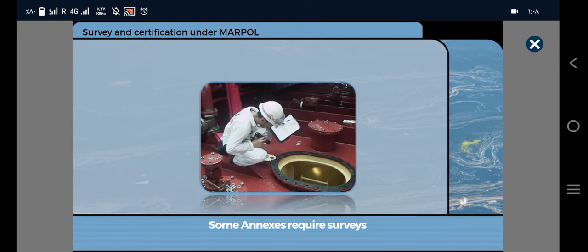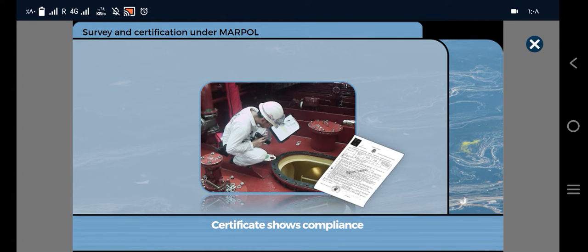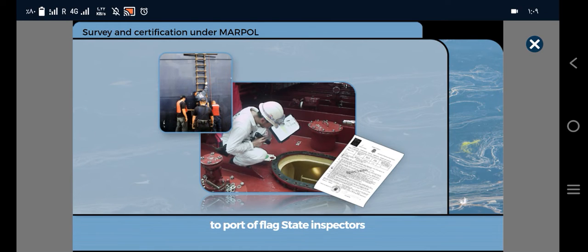Some MARPOL annexes require ships to be surveyed and issued with certificates. This is mainly because the previous anti-pollution convention was considered to have failed due to lack of enforcement, but also because compliance with some MARPOL rules cannot easily be proven while the ship is in service. A certificate can show compliance has been checked. Apart from MARPOL surveys, your ship may be subject to port state or flag state inspections between surveys to ensure that the rules continue to be complied with.